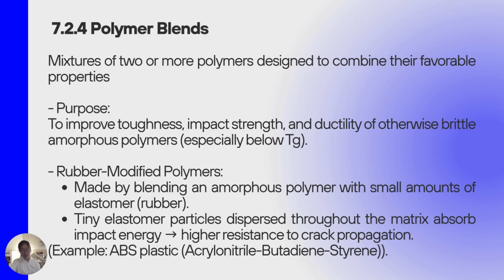One of the most common examples is ABS plastic, acrylonitrile butadiene styrene. In ABS, a small amount of rubber, butadiene, is dispersed in a hard plastic matrix, allowing it to absorb impact energy and resist cracking, perfect for helmets, car bumpers, and tool housings.